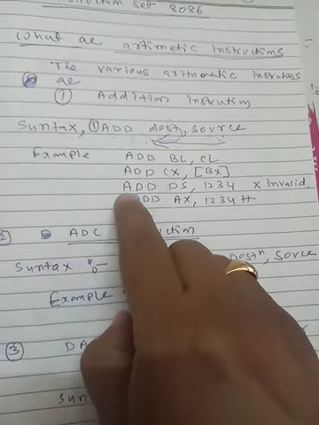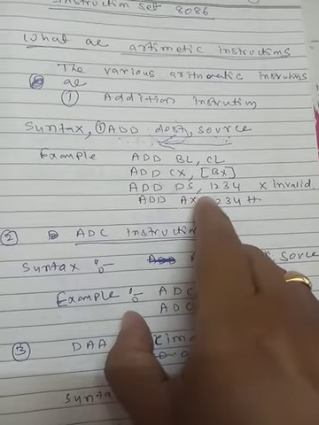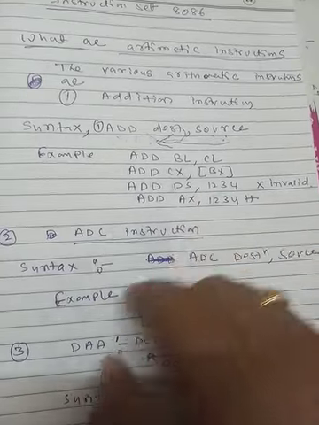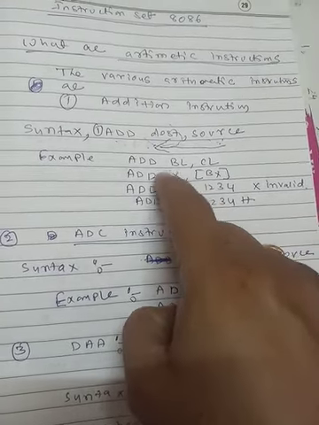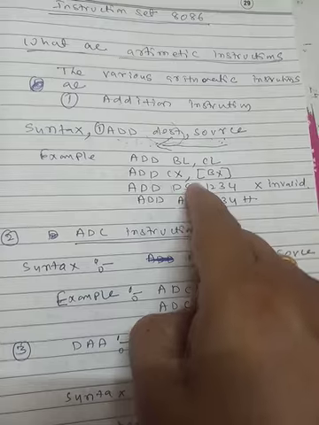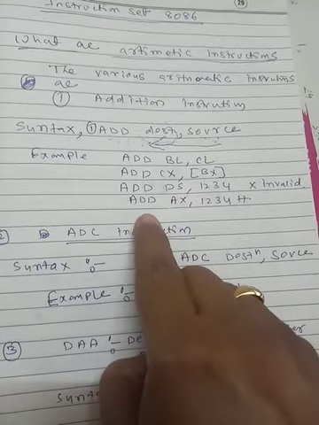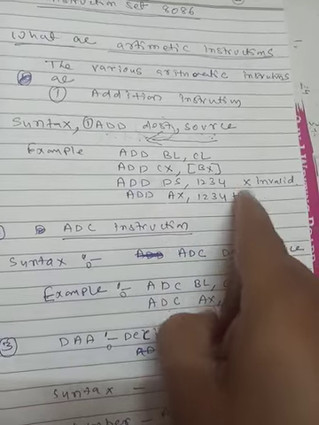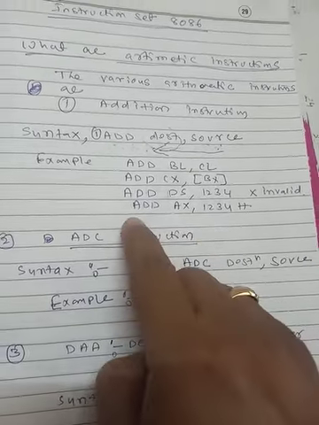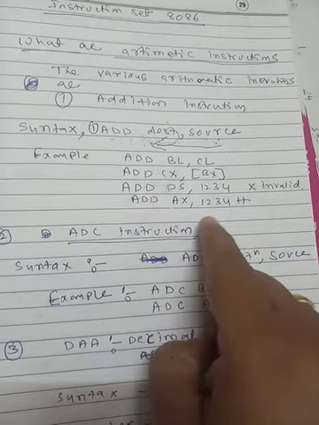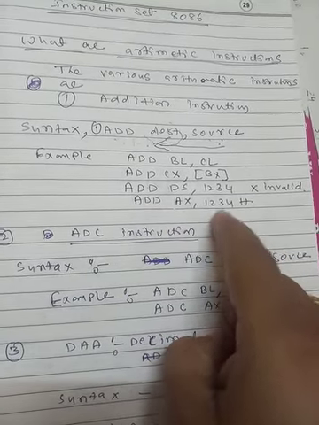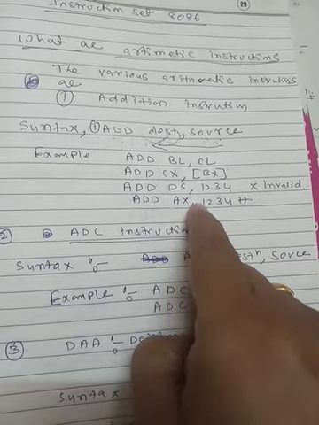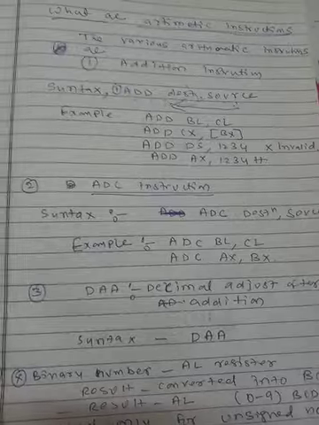One more you can see here, ADD DS comma 1234. This is an invalid instruction. Please keep in mind, because we are using the DS segment register here, it is invalid. One more you can see here, immediate. This is an example of the immediate addressing mode where we have the data directly as a source. ADD AX comma 1234. So 1234H is immediate data added with the content of AX and the result will be in AX. So this is the simple ADD instruction.